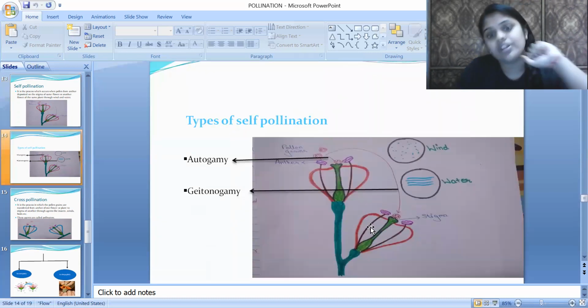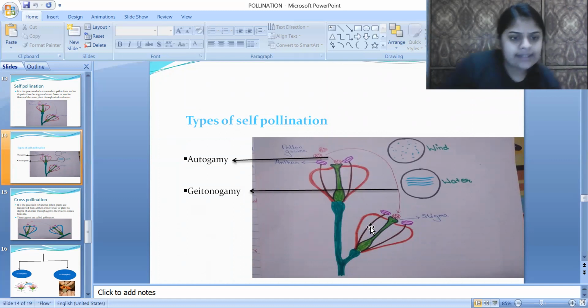Now, a question arises in our mind: pollen grains cannot move by their own from anther to stigma. Like us, we can move from one place to another, but pollen grains cannot move. Then, what causes them to move?